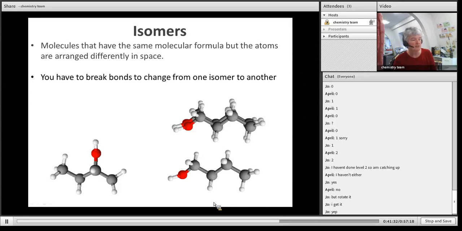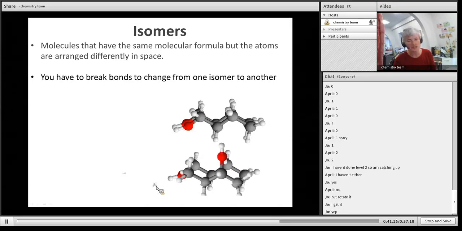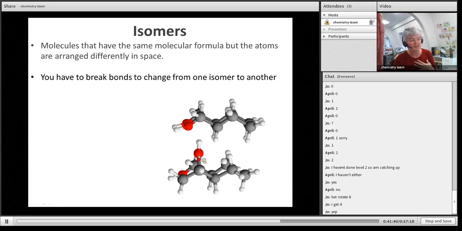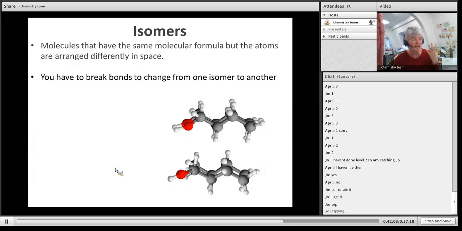Because what happens if I put it there, it doesn't matter which way I rotate it, I'm never going to get the OH on the second carbon to go into the first one without breaking it. I have to break that bond, and that hydrogen I have to then put back up here again. So that's an isomer: same molecular formula, so the same elements and the same number of atoms of each element, but they are connected differently to each other. Here the OH was on the second carbon, now it's on the first carbon.